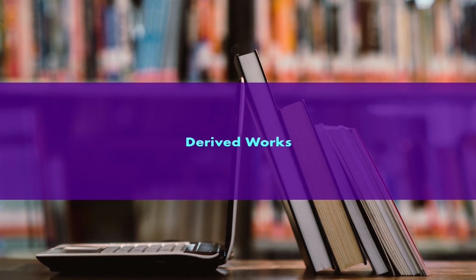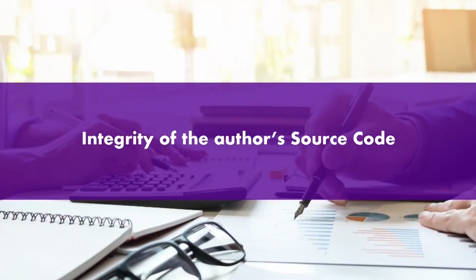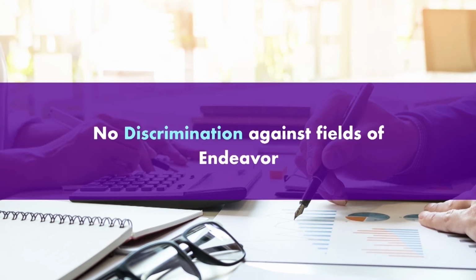Derived work: if I have developed another version of that particular software on top of an open source software, that should also be considered open source. So you cannot sell a product which is already open source. The integrity of the author's source code, or the original author's contribution, must be maintained. No discrimination against persons or groups. No discrimination against any fields of endeavor.